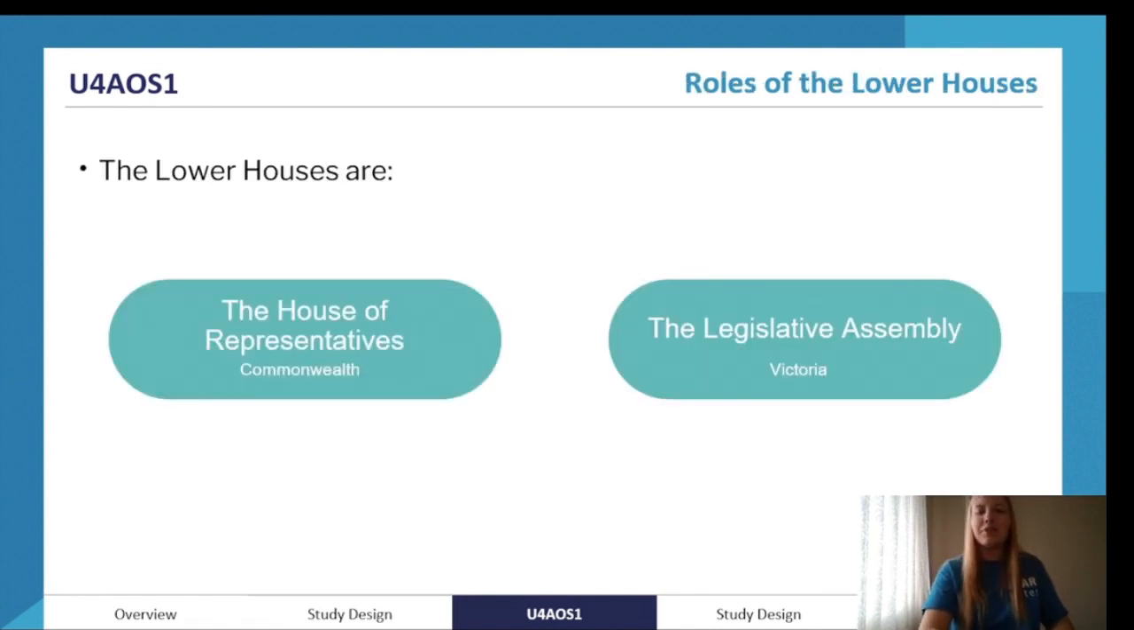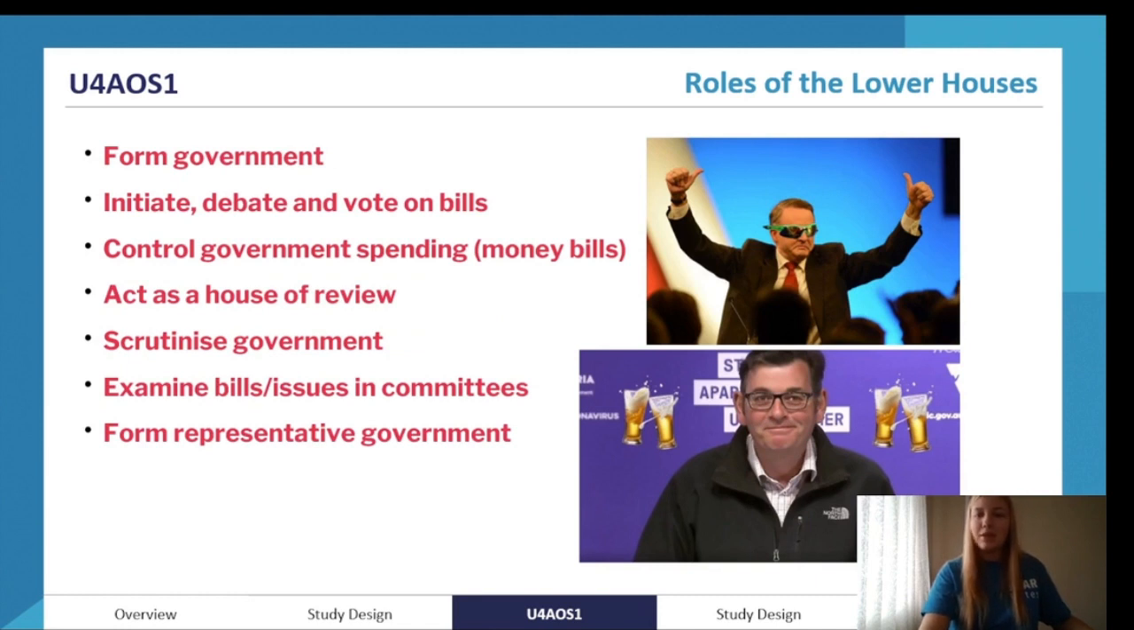So we'll look at the roles of the lower houses first. These are, as we said, the House of Representatives at the Commonwealth level, and at Victorian level, it is the Legislative Assembly. So what are the roles of the lower house? As we established, they form government. The party with the majority of seats following the election will form government.